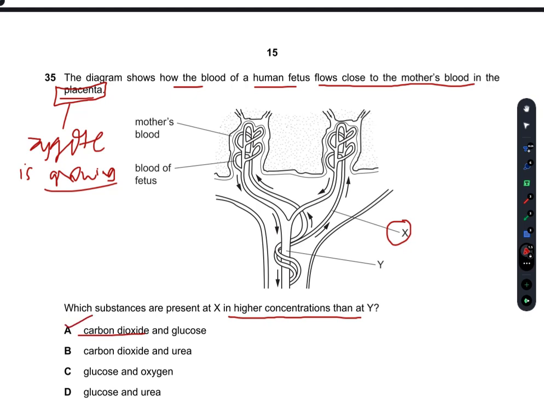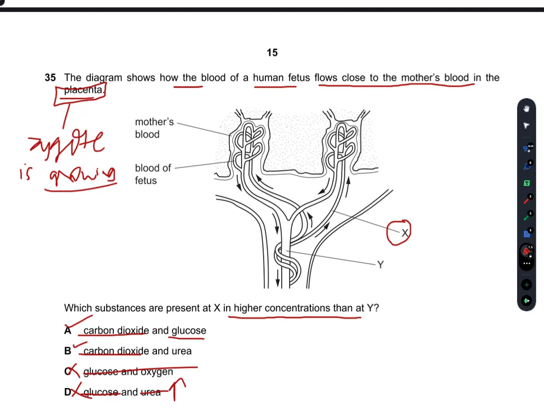Carbon dioxide, yes, because the fetus is not able to release CO2 into the atmosphere directly. It would have to rely on the mother. Glucose would be in lower concentration in X because the fetus now needs glucose. Glucose and oxygen would be in lower concentrations. Again, glucose would be in lower concentration, but urea will be in higher concentration. C and D are incorrect. Carbon dioxide and glucose would be in lower concentration in X than at Y because the fetus needs glucose.